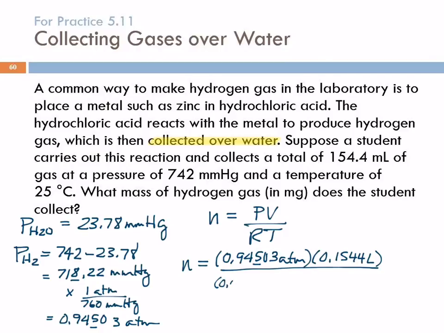Then we've got R, 0.08206 liter atmospheres per mole Kelvin. I should make a thing where I can just paste that in there. I use it so many times. What's the temperature? 298. I happen to know that 25 is 298. But we're taking the 25 plus 273.15, 298.15.